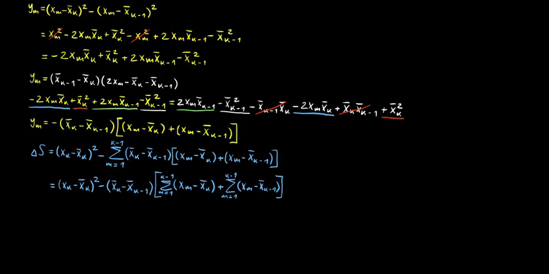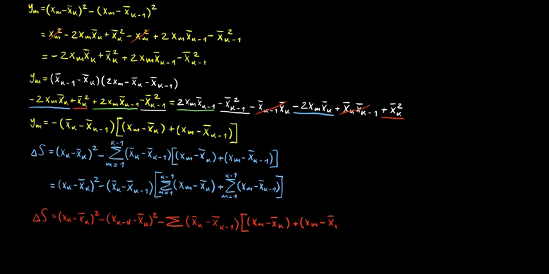Similarly, in the second case, delta s becomes the square difference between the current measurement and the current average minus the square difference between the oldest measurement and the current average minus the sum of the difference between the current average and previous average multiplied by x sub m minus the current average plus x sub m minus the previous average, where n goes from k minus n to k minus 1. Just like before, we can move the difference between the current and previous average outside the summation.